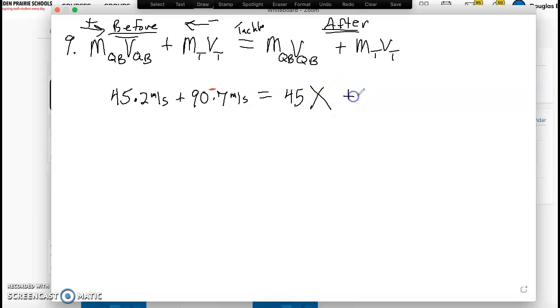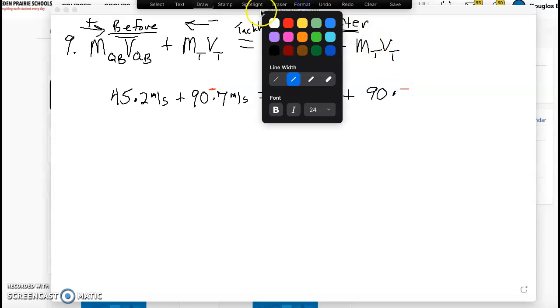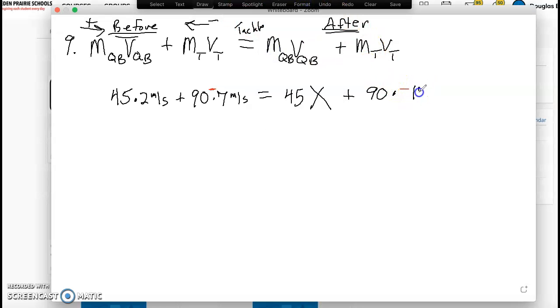That's my X. So here I have my 90-kilogram tackle, and it says he continues to move forward at 1 meter per second. So it's still the negative direction, but at 1 meter per second. Now it's just algebra. Okay? So we've got 90 plus negative 630 equals 45x plus negative 90.